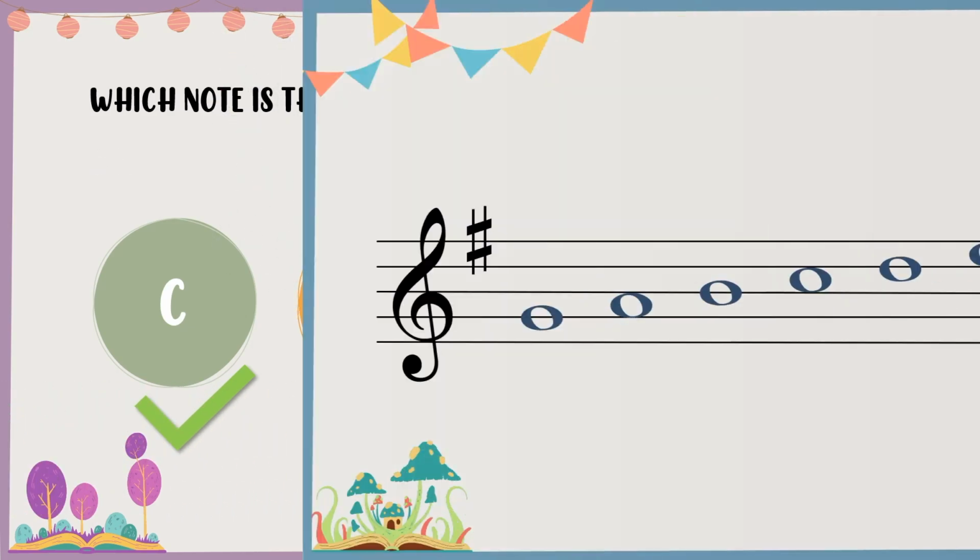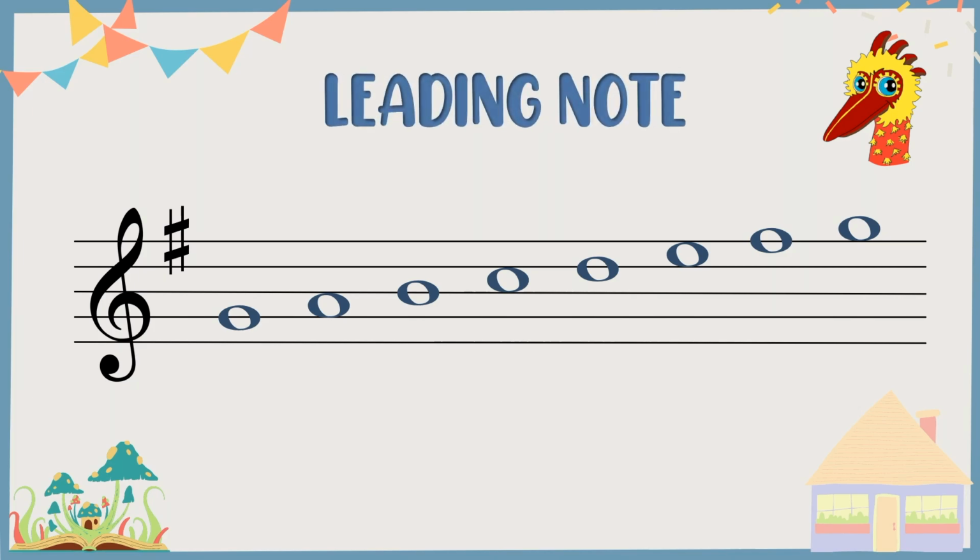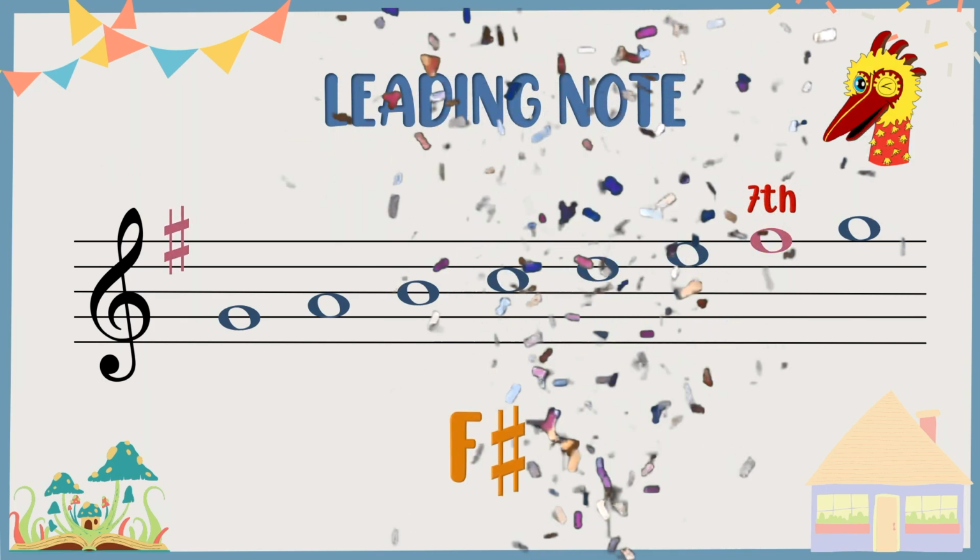Good. This scale is in G major. Which is the leading note for G major? Leading note is the seventh note. This is the seventh note. The leading note for G major is F sharp.